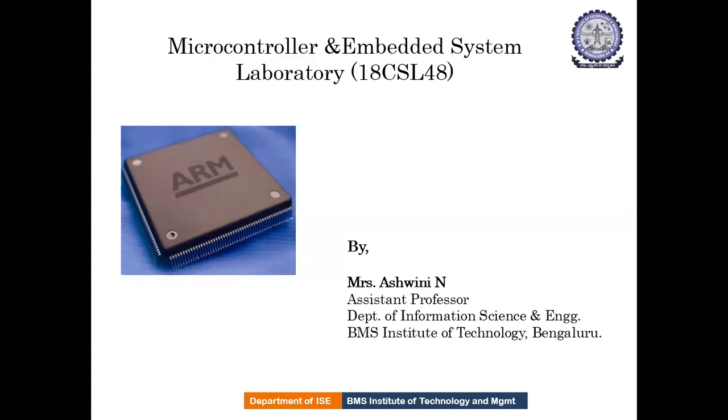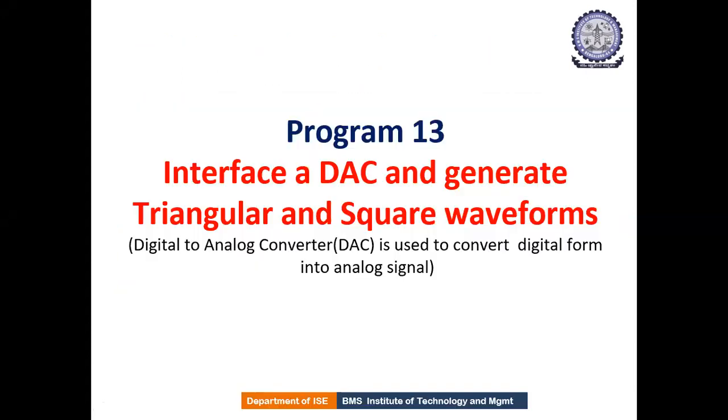I'm here to explain the Microcontroller and Embedded System Laboratory 18 CSL 48. The next program which I am explaining is program number 13, the interface of DAC to generate triangular and square waveforms. DAC stands for digital to analog converter. That means it will convert the digital form into an analog signal. So we will be generating a triangular waveform and a square waveform.